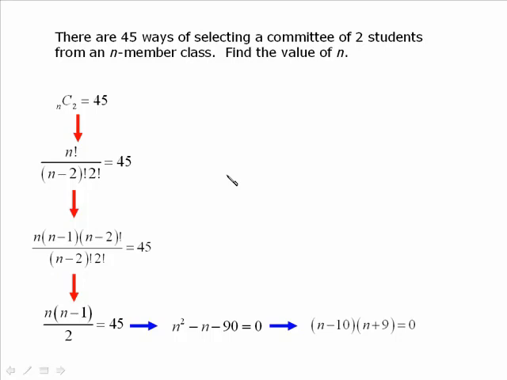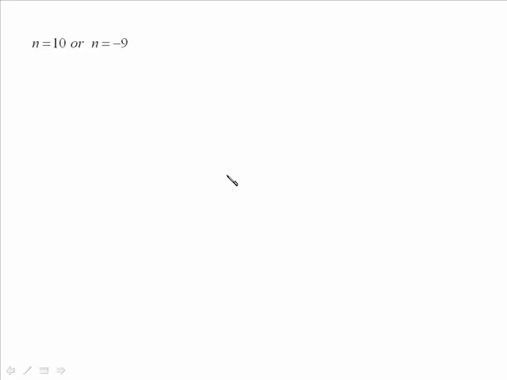And I'll bring up a new screen because our answers are right there in front of us now. N is equal to 10, n is equal to negative 9. Well, we have to reject the negative. You cannot have a class of negative 9 people, so we reject n equals negative 9. And then if n is equal to 10, the class will have 10 members.